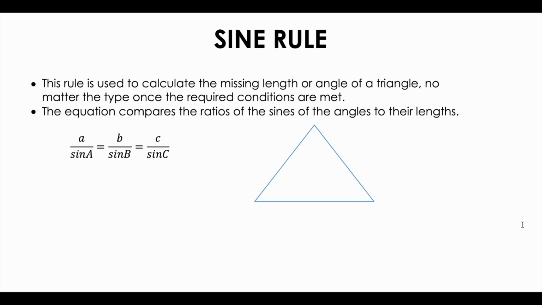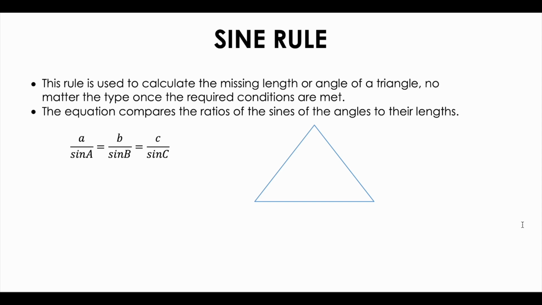So sine rule. This rule is basically used to calculate the missing length or angle of a triangle, right? And it doesn't matter if it's a right angle triangle or not. The only thing that you require is whatever conditions are necessary to be able to calculate it. So say for instance when we're talking about SOHCAHTOA, those are usually used for right angle triangles or if you're looking at a perpendicular length. But cosine and sine rule, once conditions are met, you can use either one of them for any triangle.